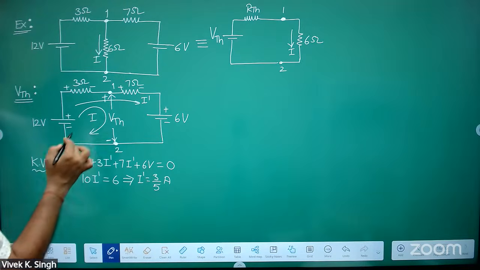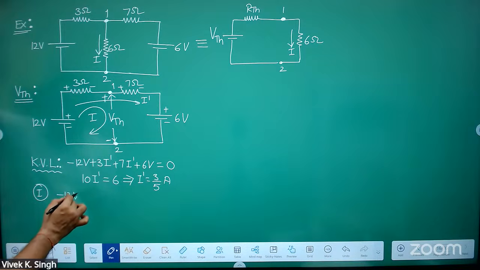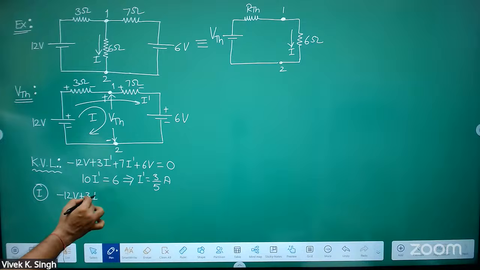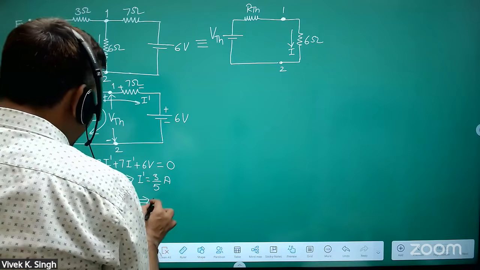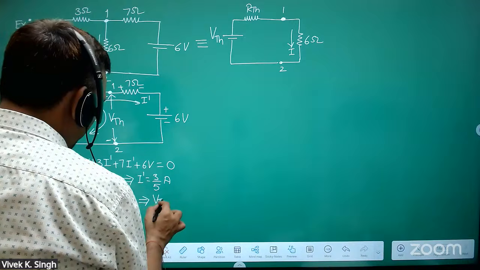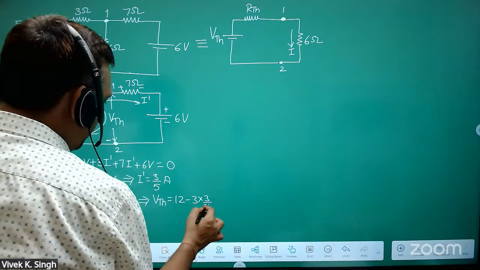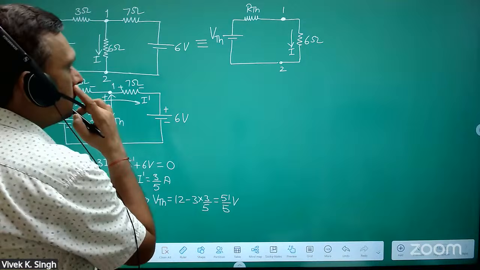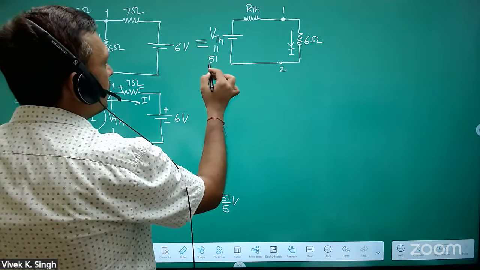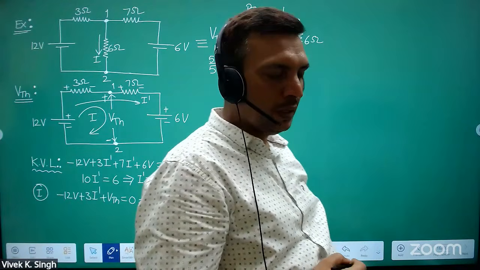So let's apply it in loop 1, the smaller loop. You will get minus 12 volt plus 3 I dash plus VTH is 0. So what will be the value of VTH? This is 12 minus 3 times 3 by 5, which is 60 minus 9, 51 by 5 volt. So VTH is 51 by 5 volt. Clear?